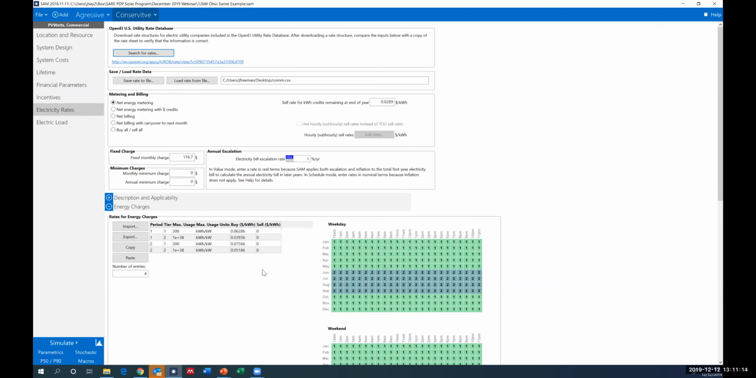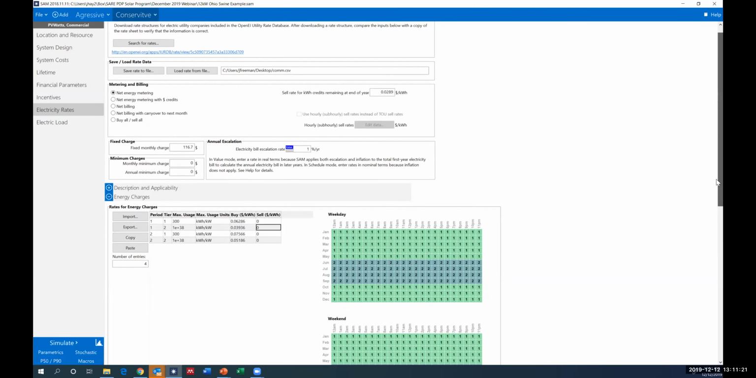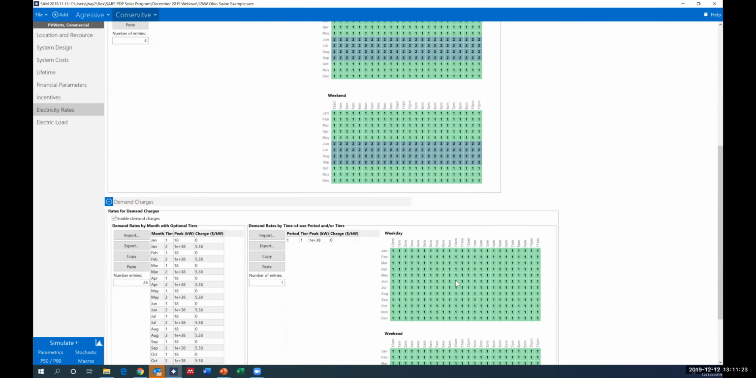But what we're not getting here yet is that there is an additional detail, which is that this is a demand rate structure, where if we scroll down, they're also getting charged $5.38 for every kW above 18 kW. So if they go above 18 kW, they're getting this pretty significant charge. But what's important about that from a solar standpoint is that solar may not reduce this demand.